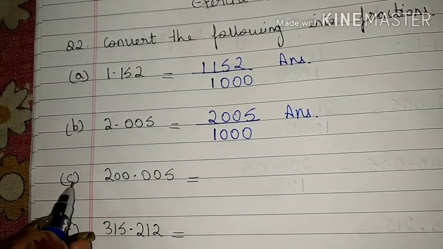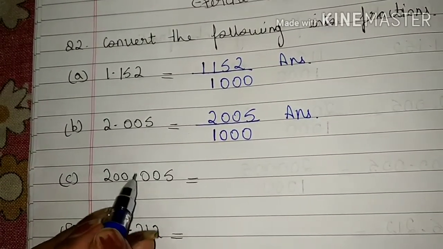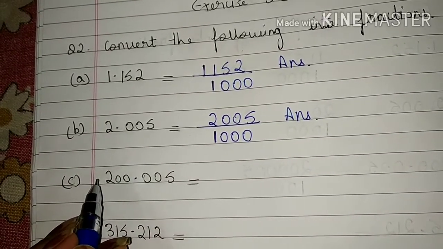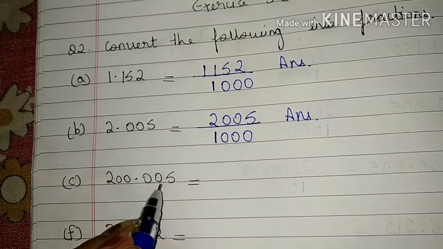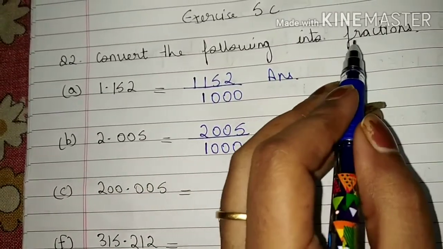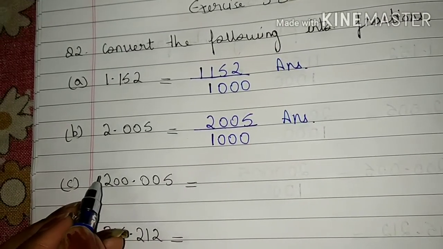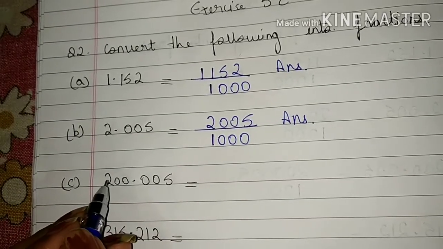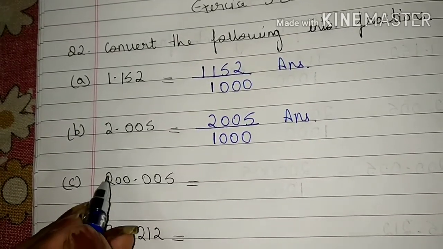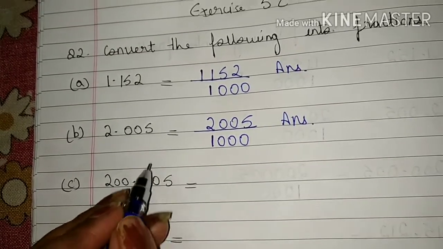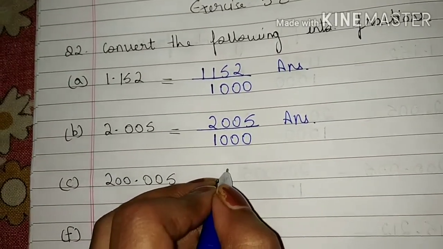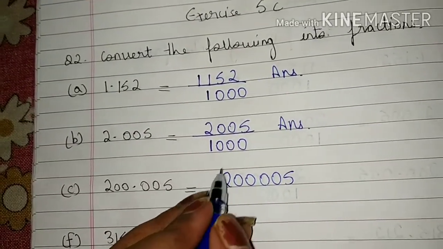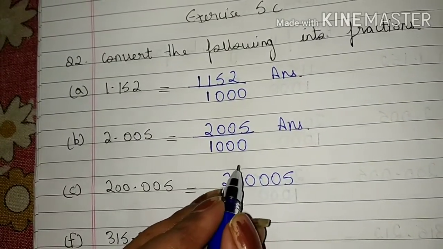Students, come to C part. Question is 200.005. Students, we will convert 200.005 into fraction. Now students, first of all, we will remove the decimal point. After that, we will write the number 200005 as numerator here. Students, you can see here we have removed the decimal point.